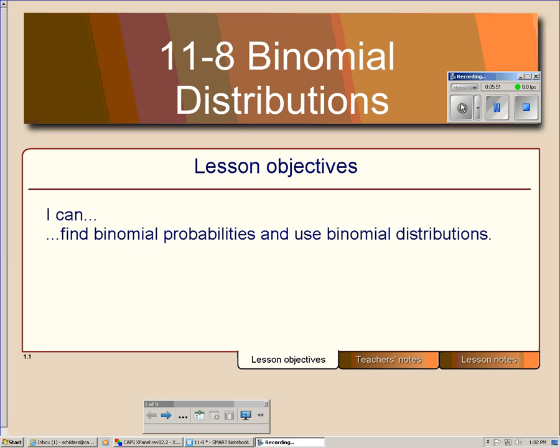Okay, so we know how to find a binomial probability. We still need to know how to use a binomial distribution, but that we're going to do in class. So that concludes lesson 11.8.